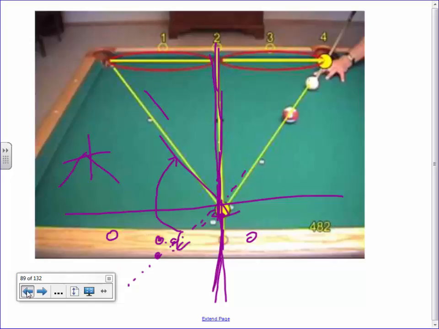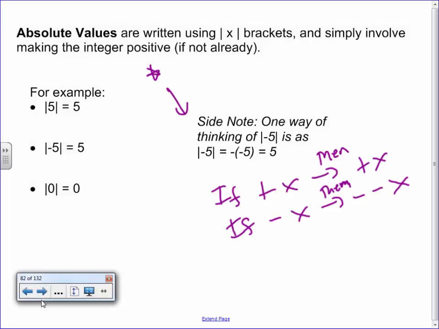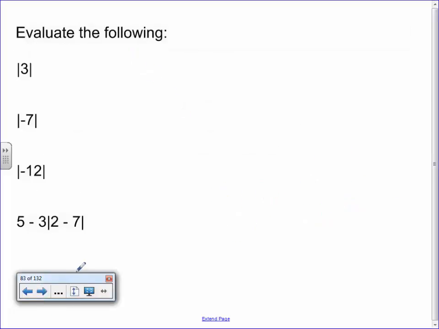Let's leave the graphs for a bit though. Let's talk about the algebra part first, because then you guys can answer that question number 5. Okay, so let's do these ones first. These are really basic. If I ask you to evaluate the absolute value of 3, the answer is 3. If-then statement: if it's positive, leave it positive. It's positive. Good, we're done.